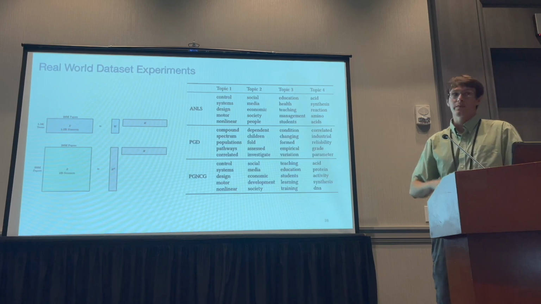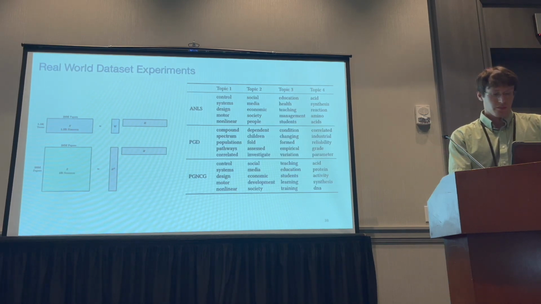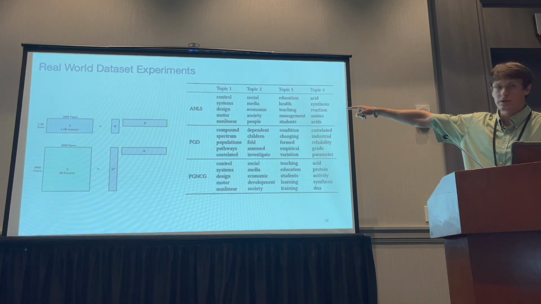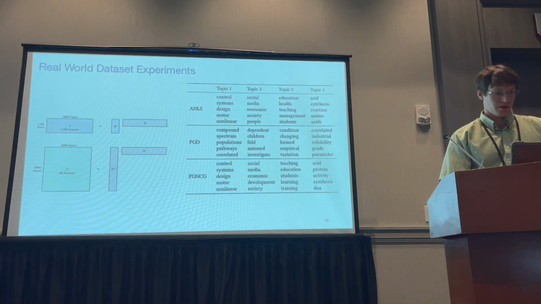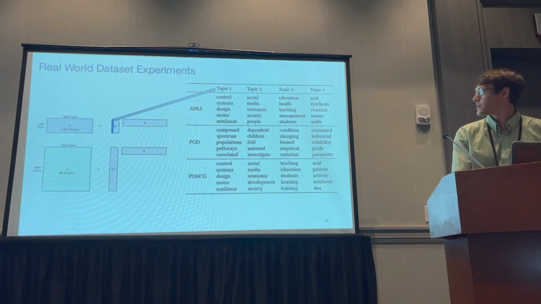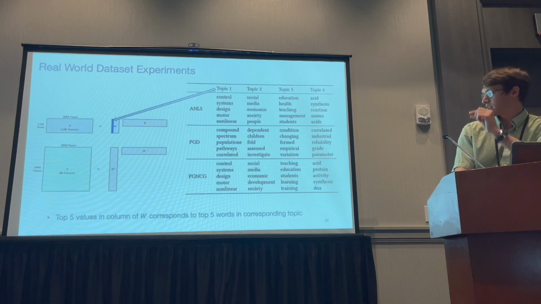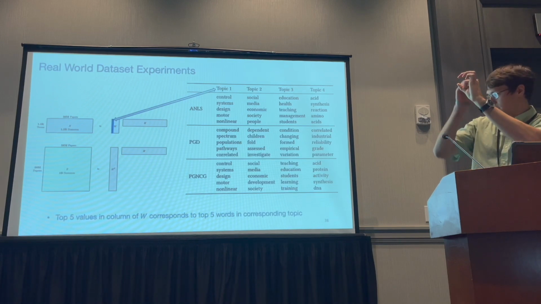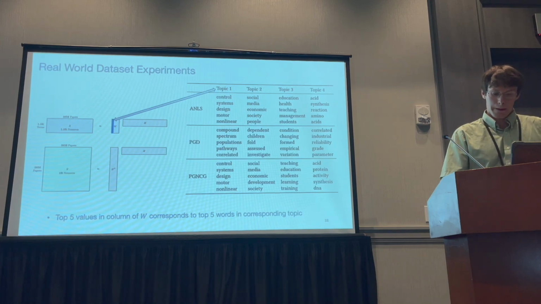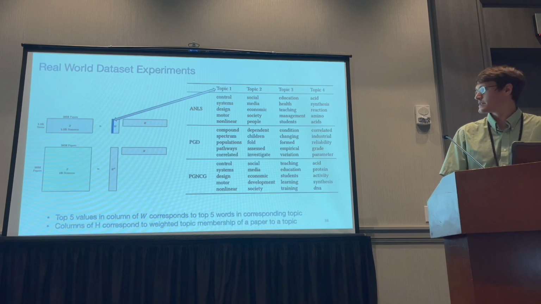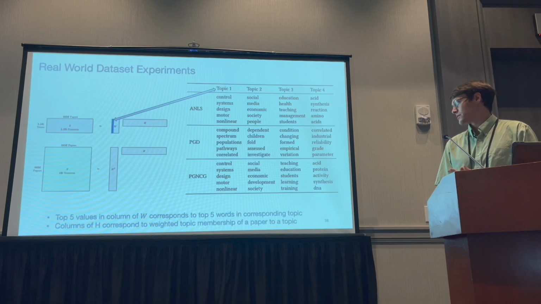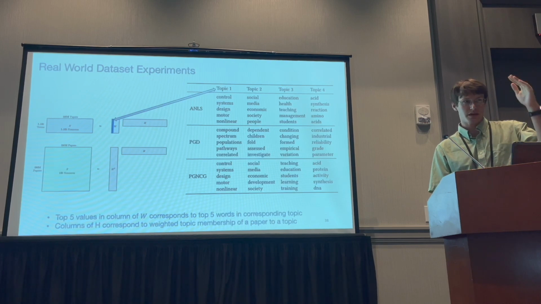Now let's quickly go over how one might extract useful information from the factors once we've computed the factorization. Here we have the top 5 keywords from 4 sample topics. The way you arrive at these topics is you take a column of the W matrix and take, let's say, the top 5 values in the column, which correspond to the top 5 words in the corresponding topic. Similarly, the columns of H might be interpreted as the weighted topic membership of each paper to a series of topics.